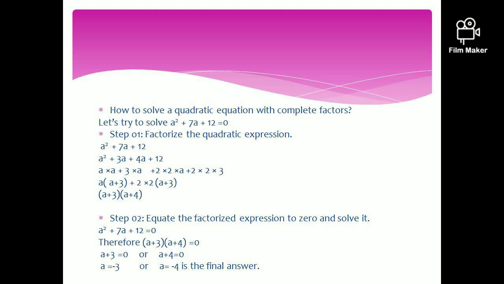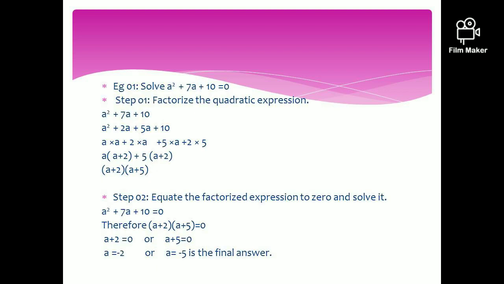If you want to clarify further, please go ahead with further examples. Let's try to work out this question. We have to solve a squared plus 7a plus 10 equals 0. The first step is to factorize the quadratic expression. The quadratic expression over here is a squared plus 7a plus 10. Then how to factorize a squared plus 7a plus 10?